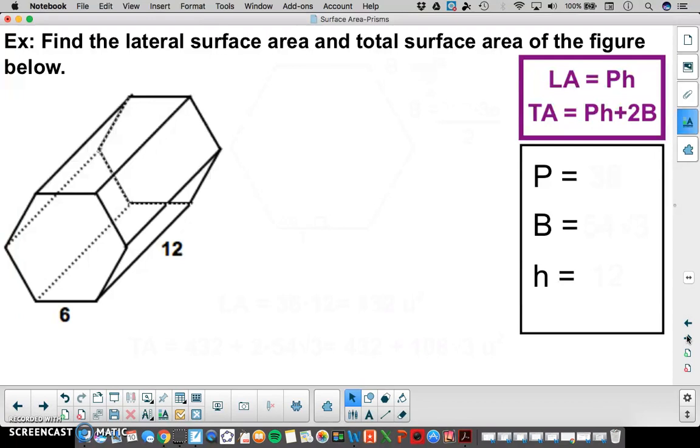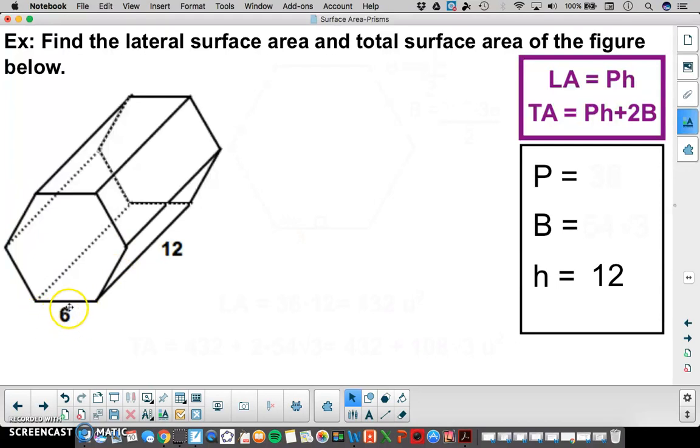Next we have a hexagonal prism. The bases are hexagons here. We're given one of the side lengths, and we're given the height of the prism, which is 12. We need to find P, B, and H to be able to find our lateral area and total area. We already know the height of the prism is 12, and we're going to use this hexagon to find the perimeter and area of the base.